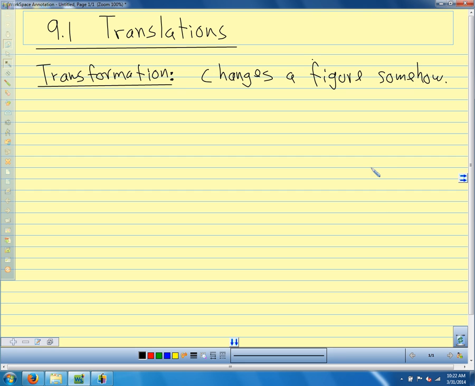And we're going to talk about four transformations in chapter 9. So one transformation basically per section. The first three that we're going to talk about are called rigid transformations. And those are important when we talk about when things are congruent.